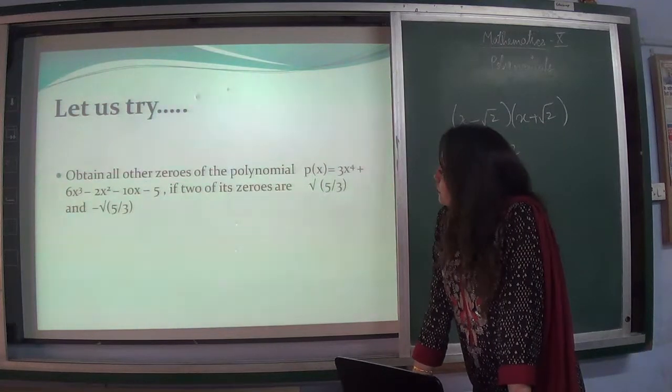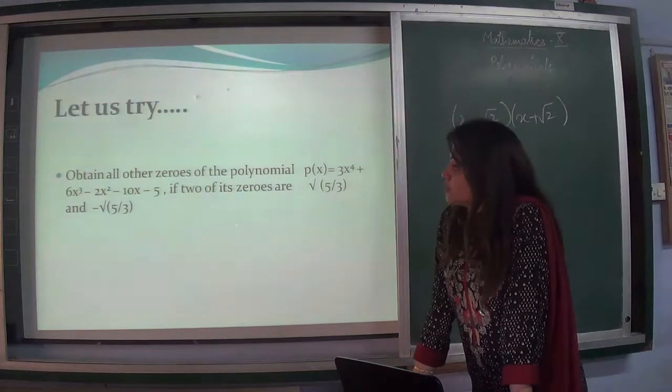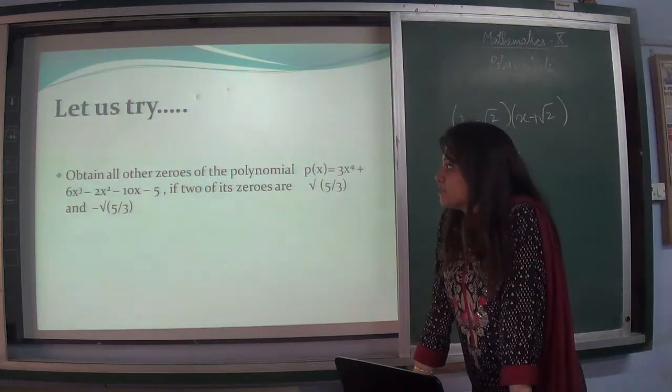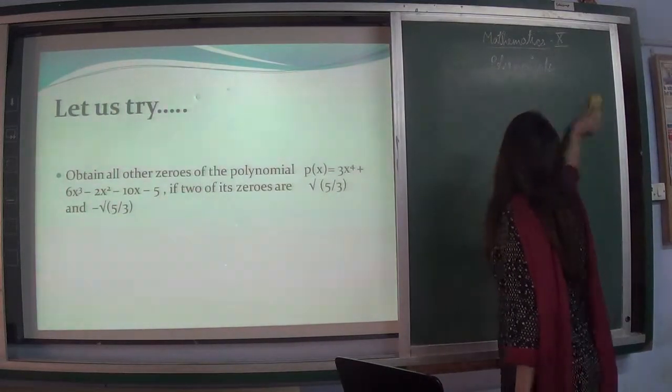Obtain all other zeros of the polynomial p(x) equal to 3x to the power 4 plus 6x cubed minus 2x squared minus 10x minus 5. God, it's a big polynomial. Are we scared? Not anymore.